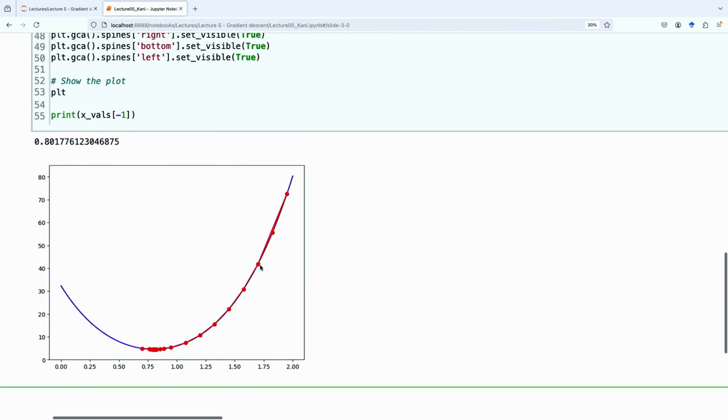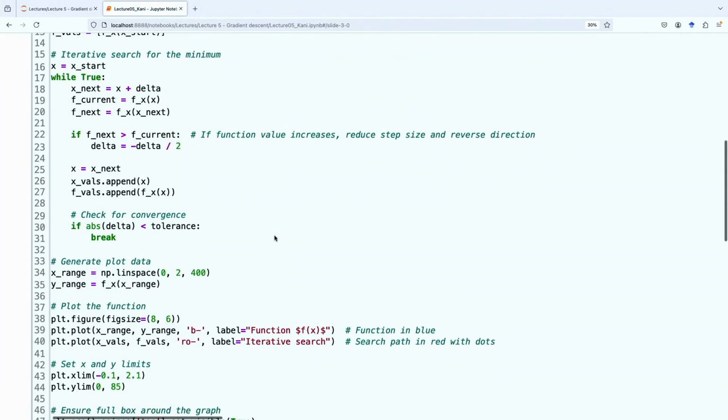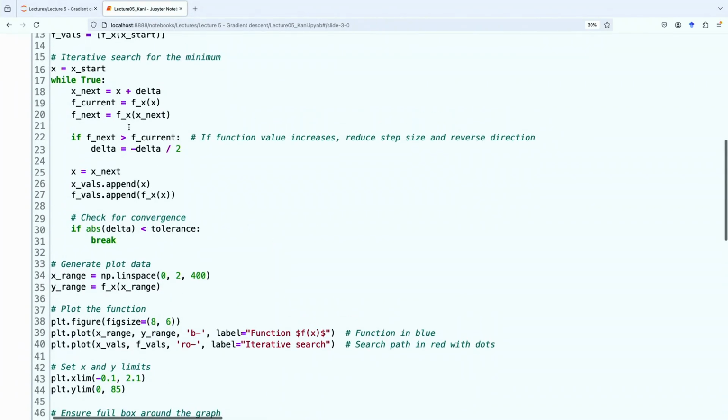We get a graph like this. Okay, we start off at a particular value. We keep going. We test the change in x. We see, oh, that change in x, it goes down. Did I explain that? F of x next equals dots. If the function value increases, reduce the step size and reverse the direction.